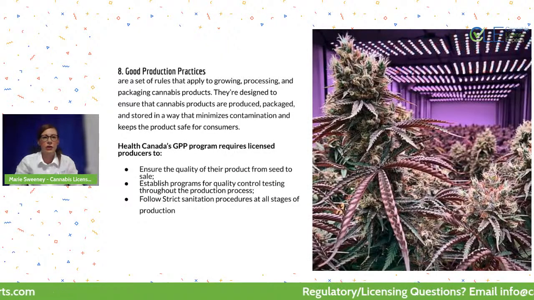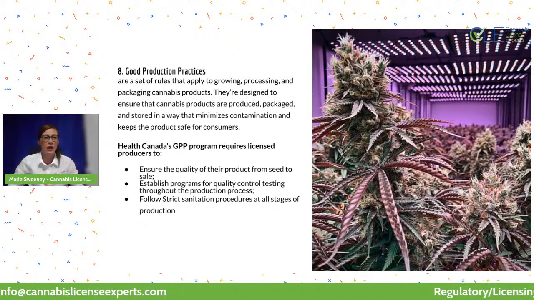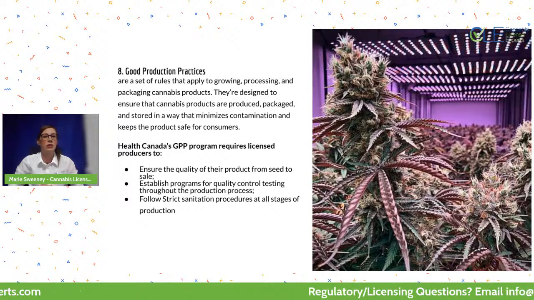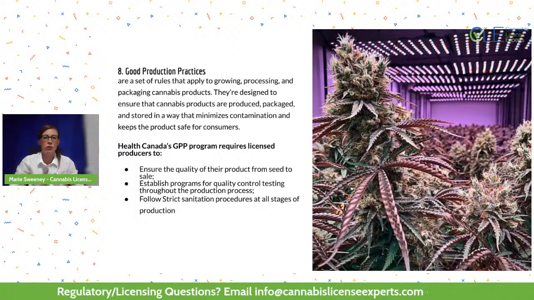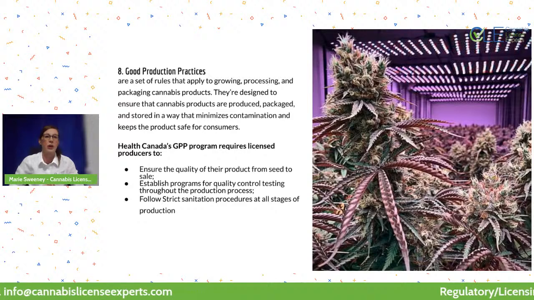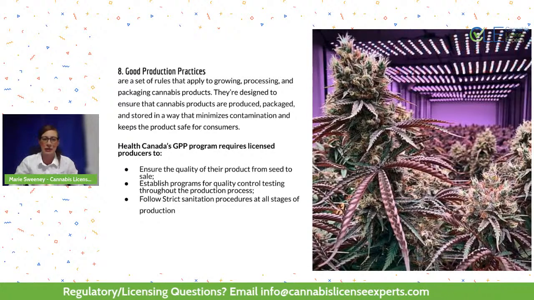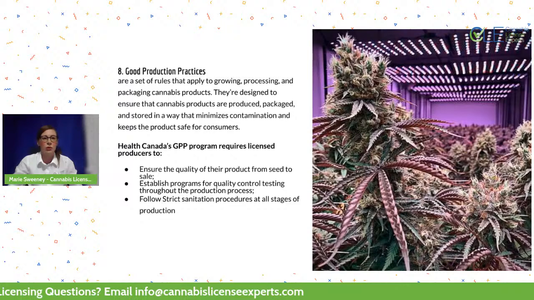Okay, moving into good production practices. These are a set of rules that apply to growing, processing, packaging cannabis. They're designed to ensure that cannabis products are produced, packaged, and stored in a way that minimizes potential contamination and keeps the product safe for consumers. Health Canada wants to ensure that whatever we put out into the market is not going to cause a risk to human health. So the GPP program requires licensed producers to ensure the quality of their product from seed to sale, establish programs for quality control testing throughout the production process, and follow strict sanitation procedures at all stages of production.